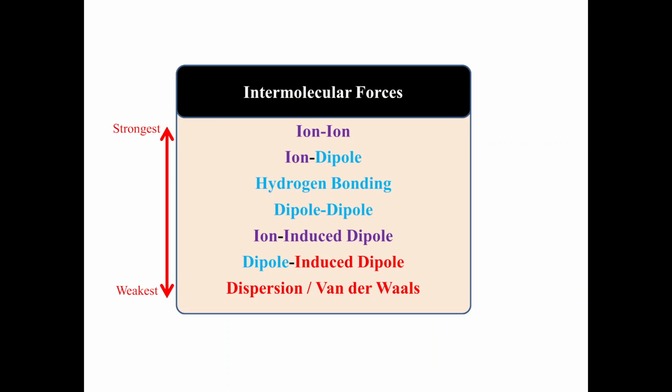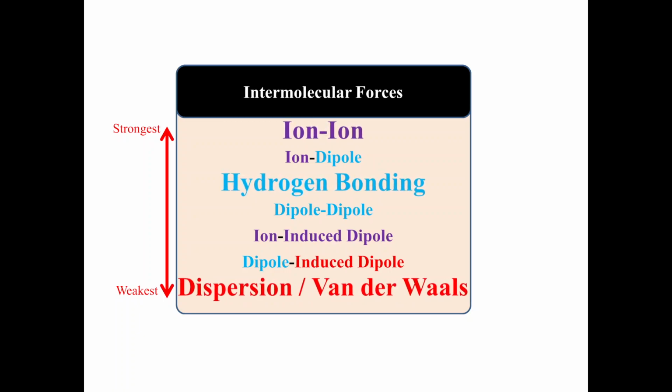So here's a list of the intermolecular forces with the strongest at top and weakest on bottom, where we have ion-ion, followed by ion-dipole, then hydrogen bonding, dipole-dipole, ion-induced dipole, dipole-induced dipole, and finally dispersion and van der Waals interactions. And for our 3 examples today, we had ion-ion, hydrogen bonding, and dispersion. So I'll be talking more about these in a later video, but that's all I have for you today.